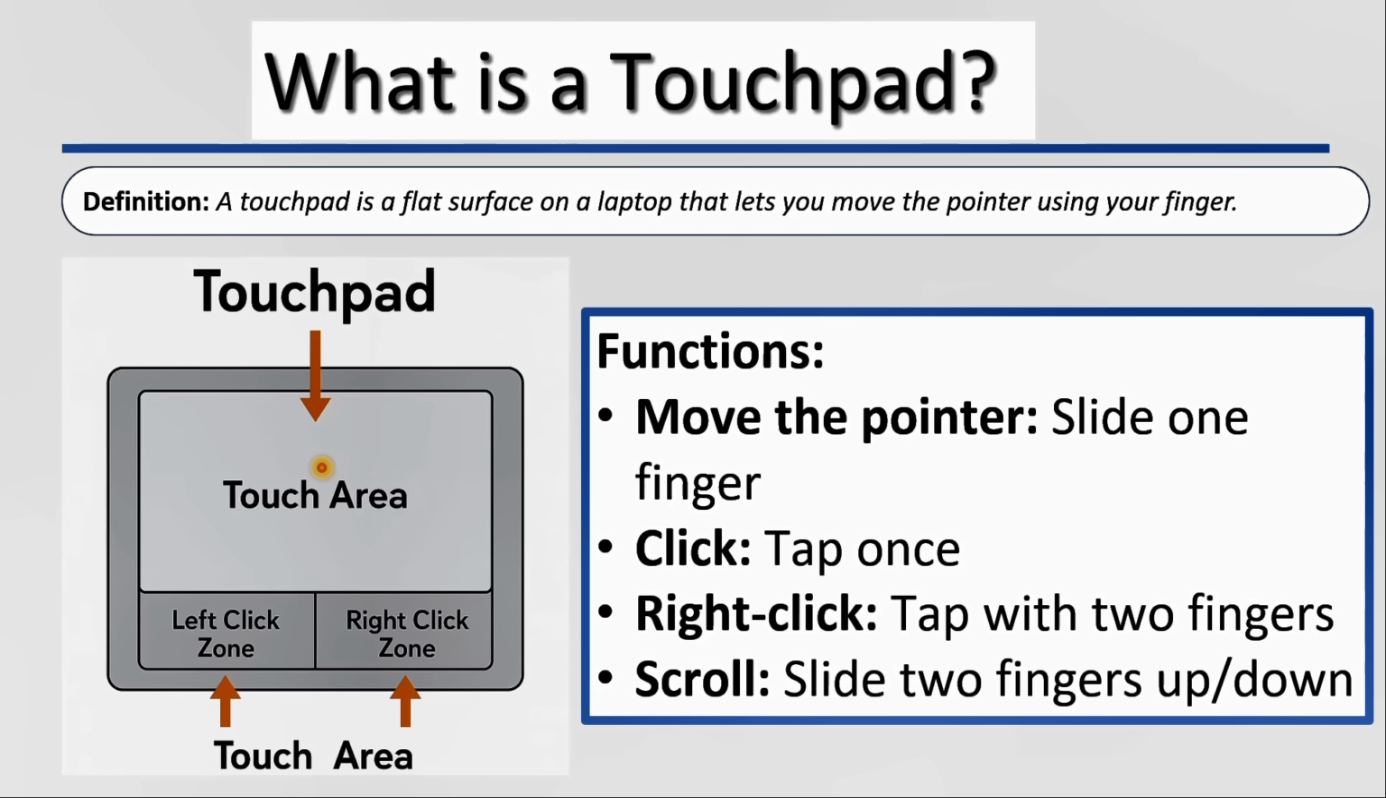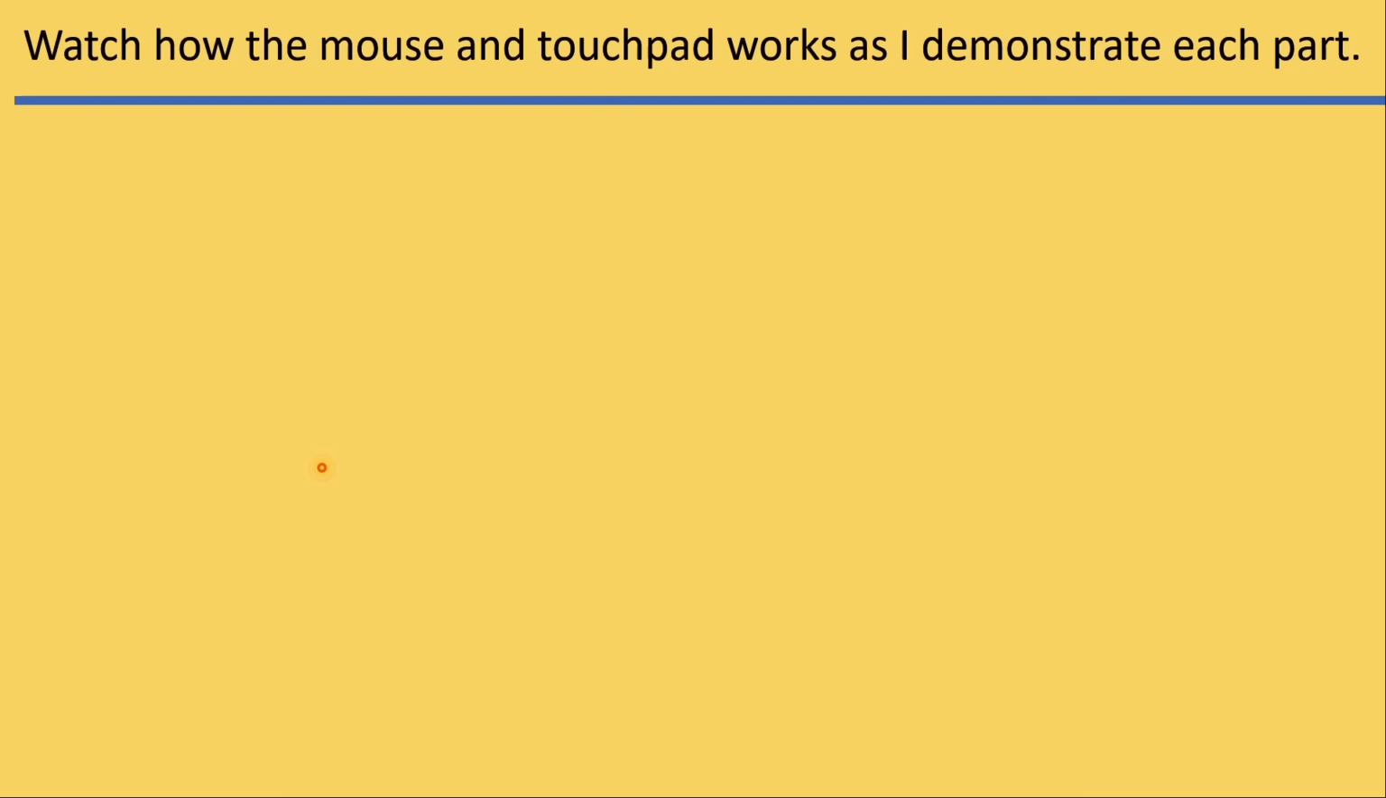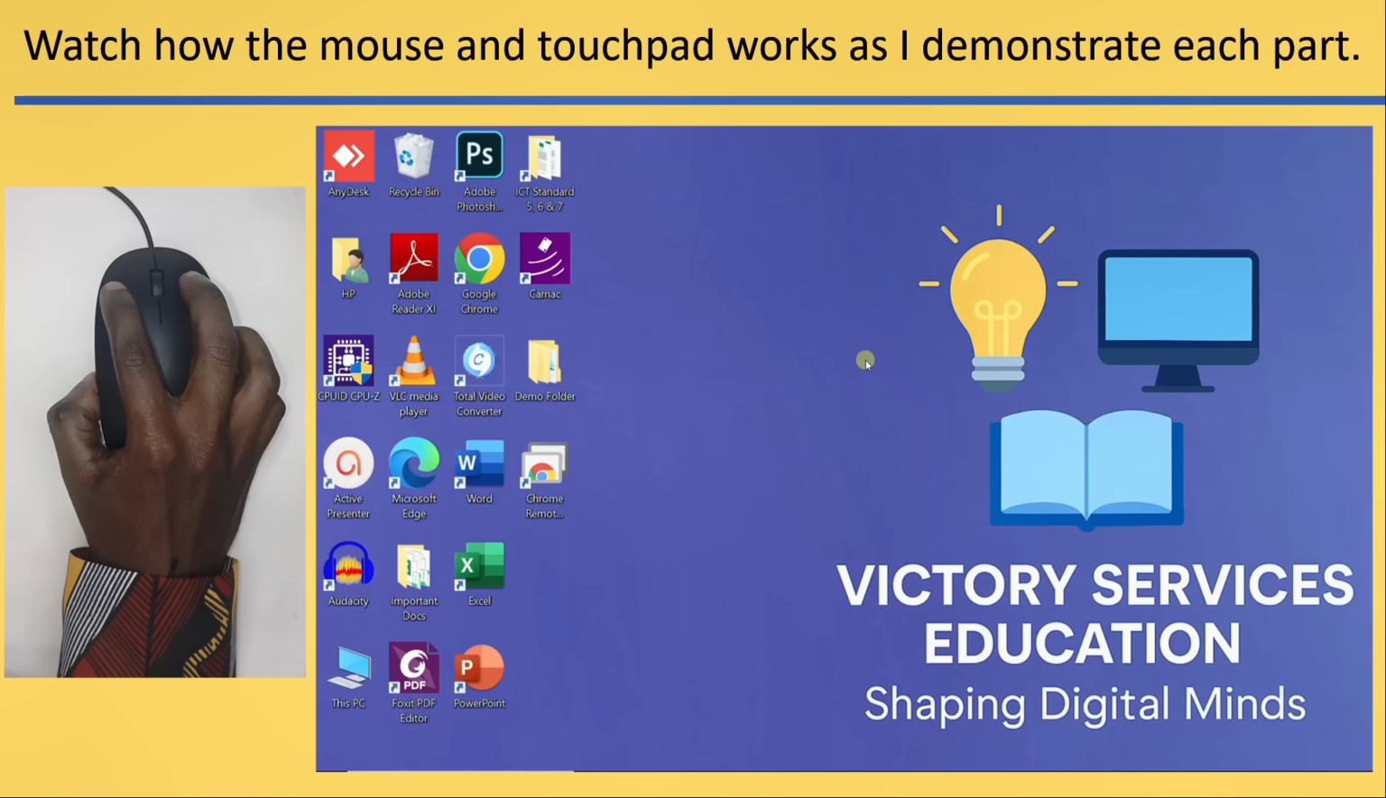Alright then, we have seen both the mouse and the touchpad, the two main ways to control the pointer. And now, let's watch them in real action. I will show you how I use them in real life so you can see exactly how each part works. Now, on the left side, you can see my hand holding the mouse. And on the right side, you can see what's happening on screen.